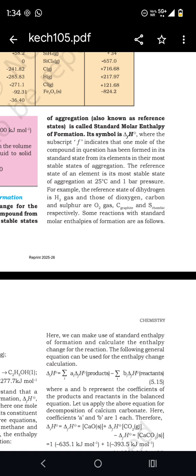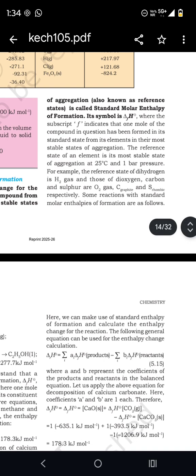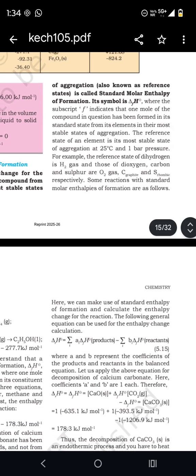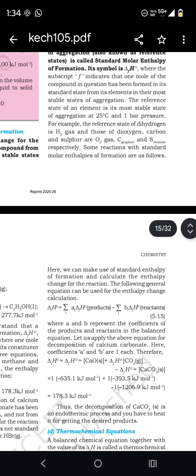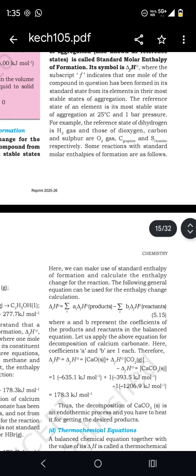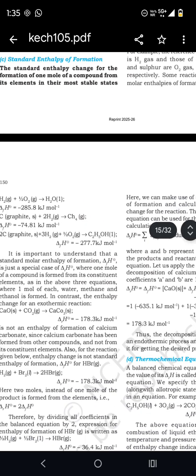The reference states of the elements are in the most stable state of aggregation at 25 degrees Celsius and 1 bar pressure. For example, the reference states of dihydrogen, dioxygen, carbon and sulfur are H2 gas, O2 gas, carbon graphite and sulfur respectively. Some reactions with standard molar enthalpies of formation are as follows.